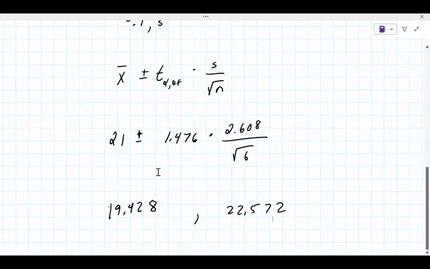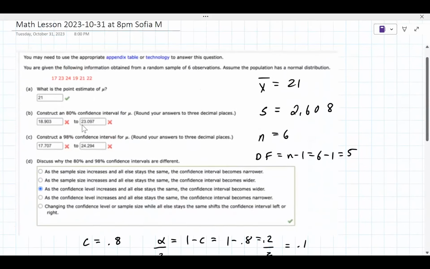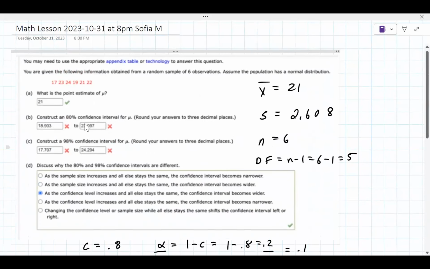And this was number which one? 17. Yeah, this is 17. And this is for the 80% confidence interval. Yes. Okay, so I'm gonna type that in.